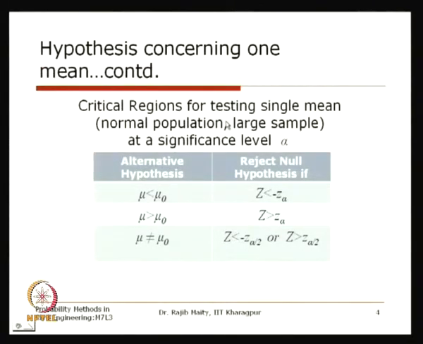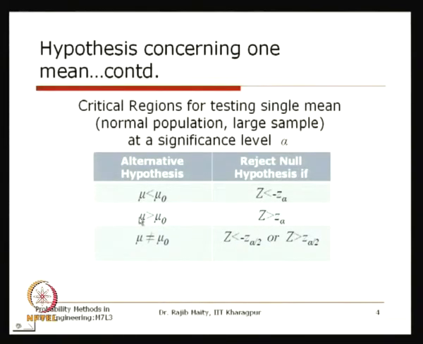And the critical regions for testing this single mean, and again here the assumption is that the population is normal and it is a large sample. Large means approximately that if the sample size is more than 30, we can consider it a large sample. So, the critical region at the significance level alpha, and the discussion on the significance level we have also covered in the last lecture. There are two possible cases: it can be one sided or two sided. For one sided, it can be the left hand side or the right hand side, and we reject the null hypothesis if z is less than minus z alpha.